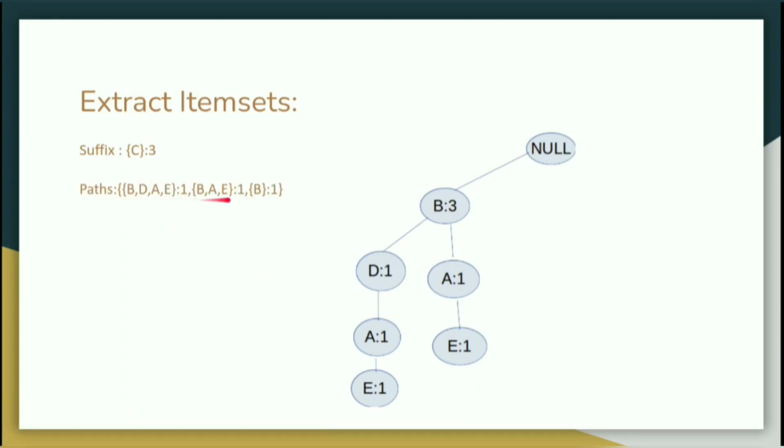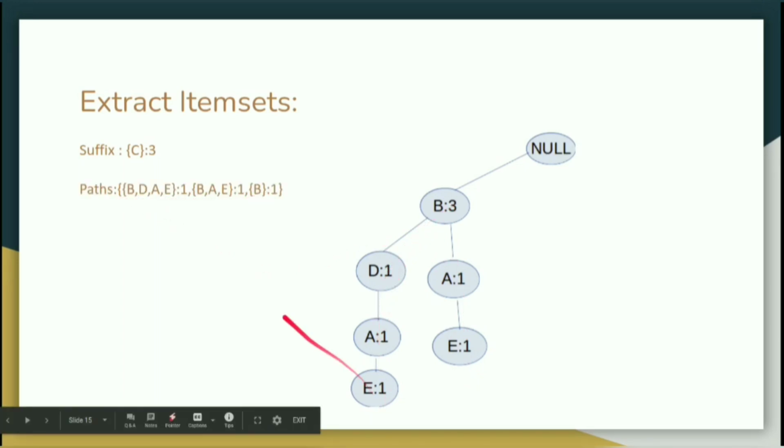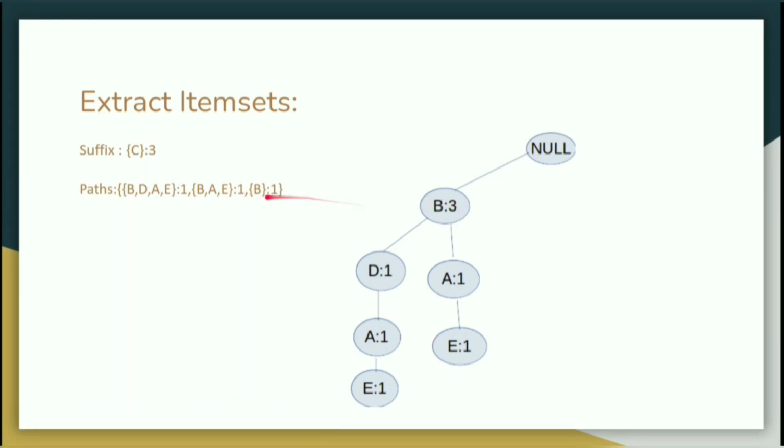So these are the paths. We have B, D, A, E with count 1, B, A, E with count 1, and 1 B where this C was there as a direct child, so 1 from here, B. So we will create the combinations out of these and check whether those combinations follow the minimum support. If yes, then suffix them with C. If not, then do not take them. So for the single combinations, we have B, A, and E.